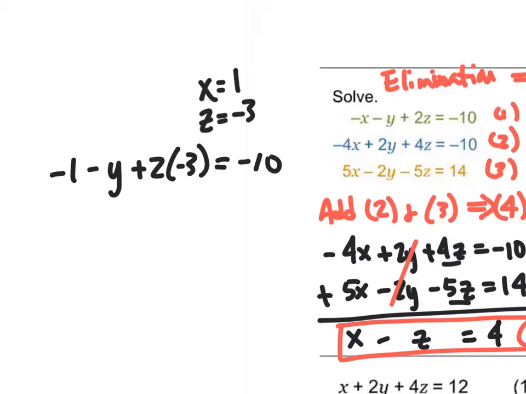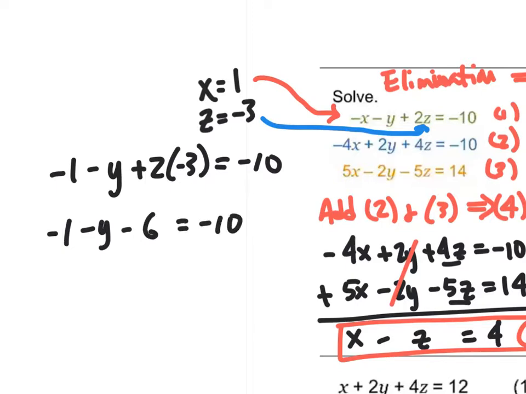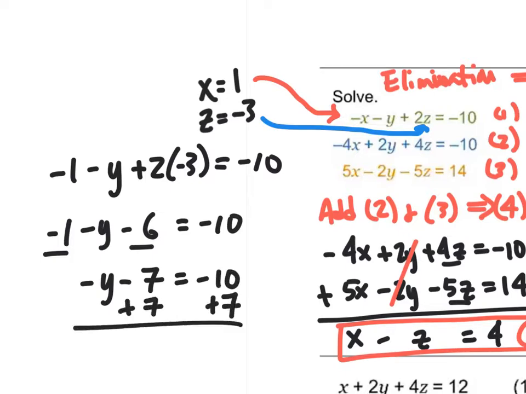All I did was just plug these in for x and plug that in for z. Okay, and we're going to solve for y. So we end up getting negative 1 minus y minus 6 is equal to negative 10. Okay, if I add negative 1 and negative 6 together, I get negative 7. So negative y minus 7 is equal to negative 10. Going to add 7 to both sides, and so we get negative y is equal to negative 3.